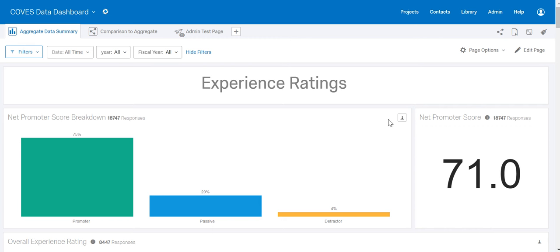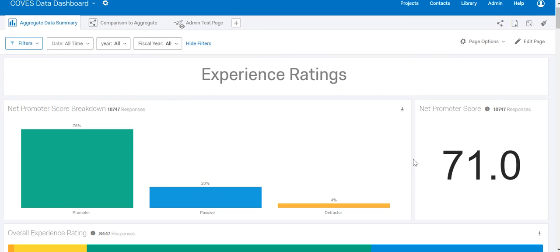So you can tell what page you're on by looking at these tabs up at the top here. This dashboard has two public pages, aggregate data summary in comparison to aggregate, and one private page that I've created to test charts, but you can ignore that one. So let's start with the experience rating section. This section contains the Net Promoter Score, overall experience rating, key drivers, and individual experience ratings.